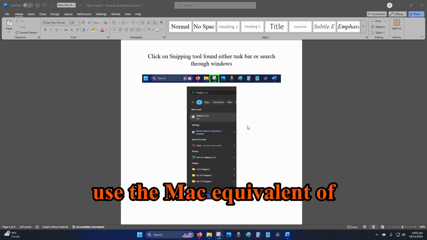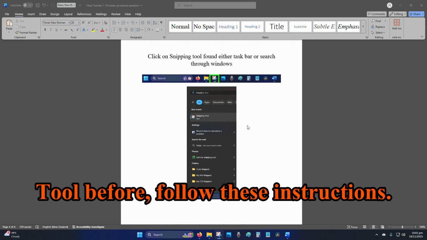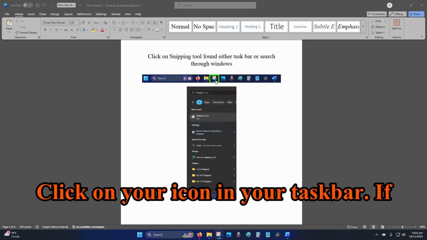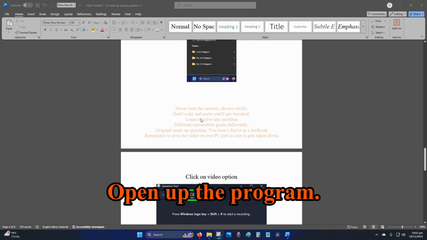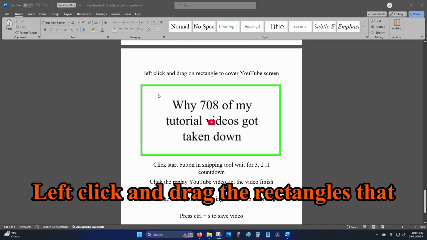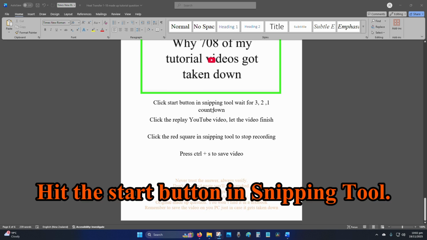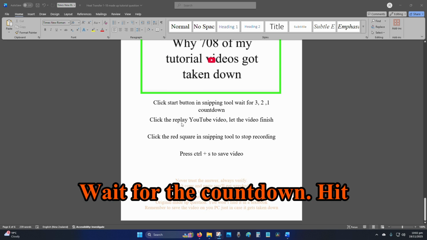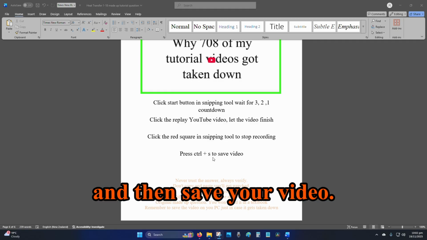If you're on a Mac, use the Mac equivalent of snipping tool. If you've never used snipping tool before, follow these instructions. Click on your icon in your taskbar. If it's not in your taskbar, go to your Windows search, type in snipping tool, open up the program. Click on video option, click on new. Left click and drag the rectangle to cover the YouTube screen. Hit the start button in snipping tool. Wait for the countdown. Hit the replay button on YouTube. Let the video finish. Hit the red square in snipping tool. Stop your recording and then save your video.